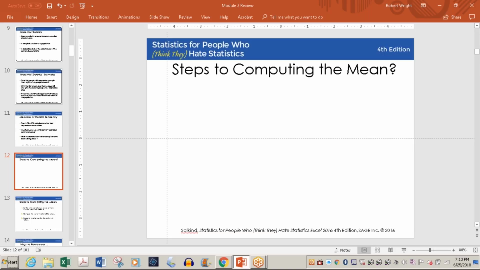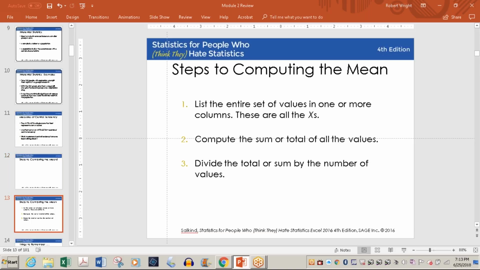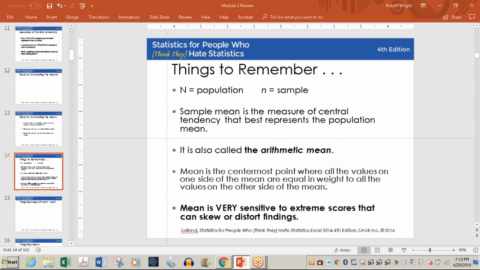Now, the mean's real easy. It's the arithmetic average, and you've all done averages. You take the entire set of values, compute the sum of all the values, and divide by the total number of values, the total frequencies. That's real easy. Now, things to remember when we're dealing with some of these formulas we're going to deal with tonight is what all these little symbols mean.